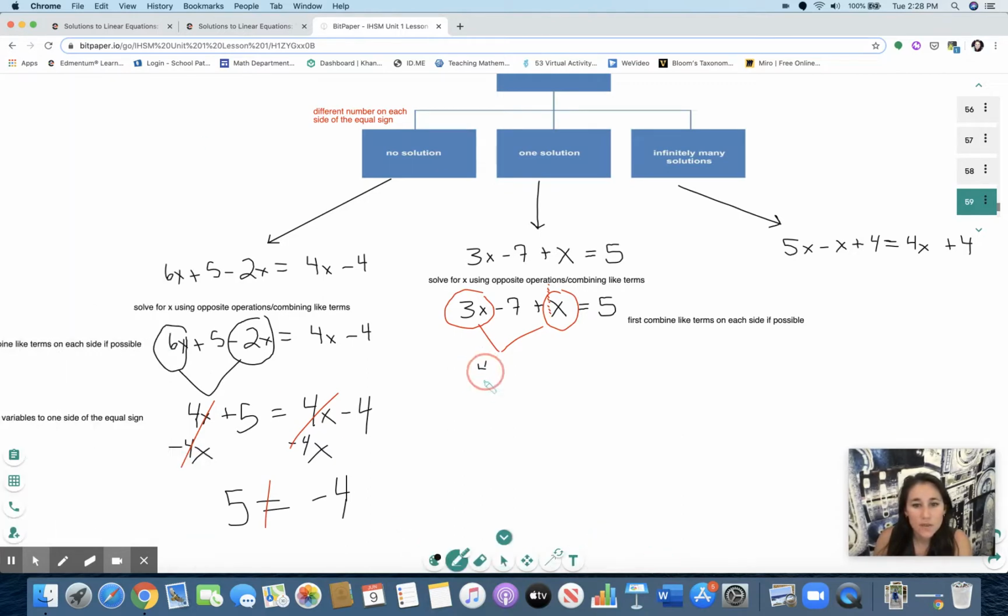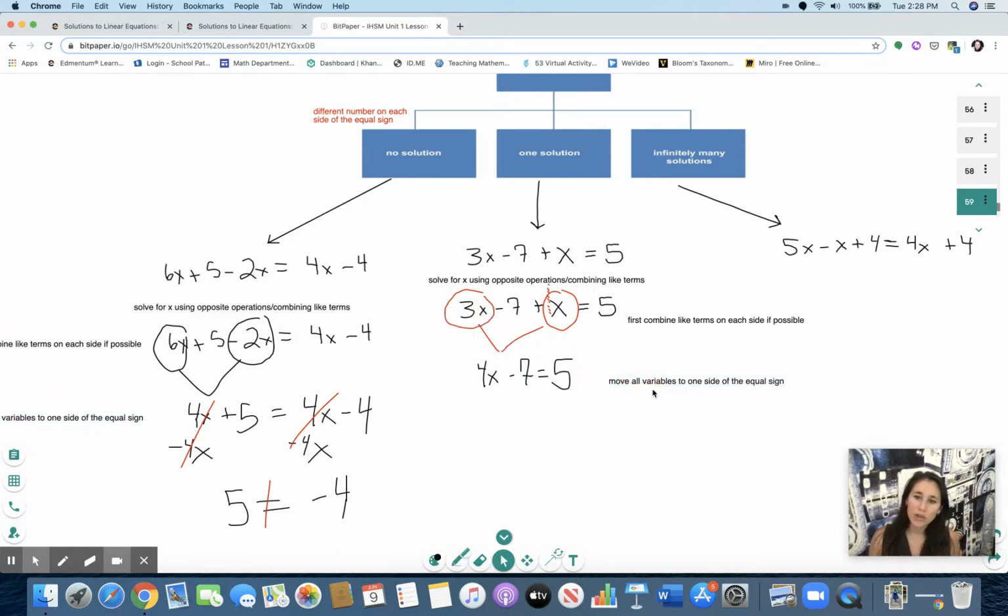So this is a 4x now. And then the 7 doesn't have anything to combine with on that side, so we're just going to keep the minus 7. Equals, and then 5 doesn't have anything to combine with on that side of the equal sign either, so we're going to keep it there as well.